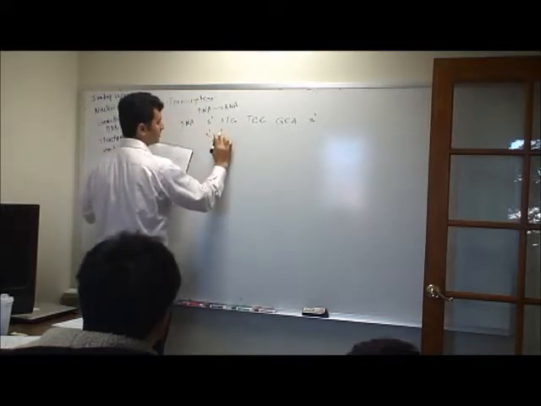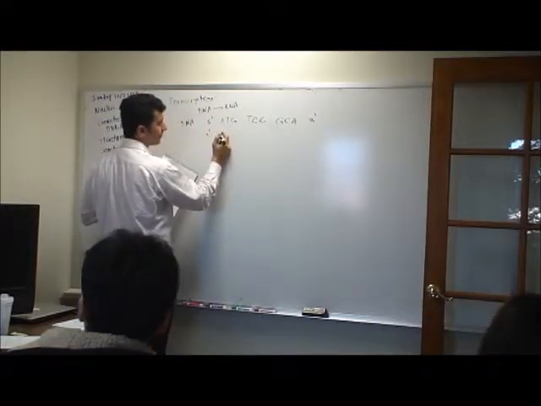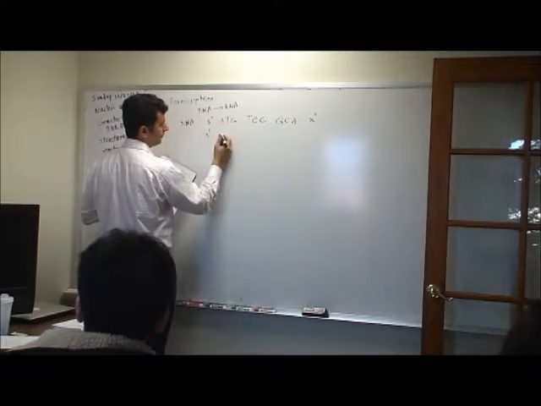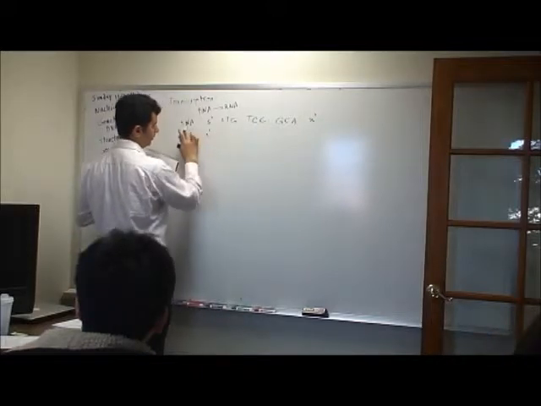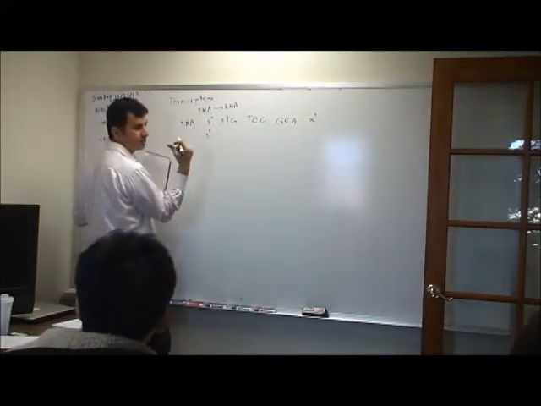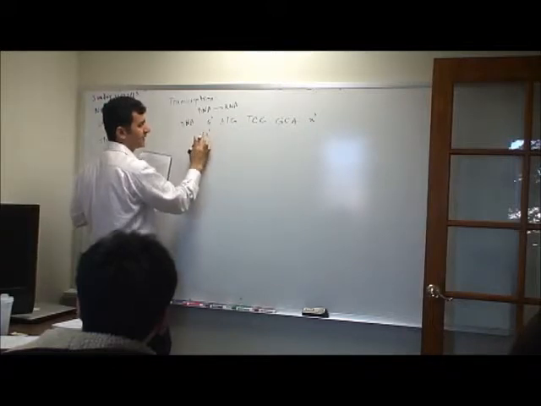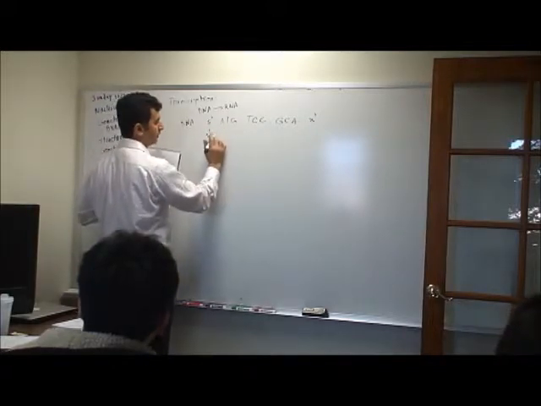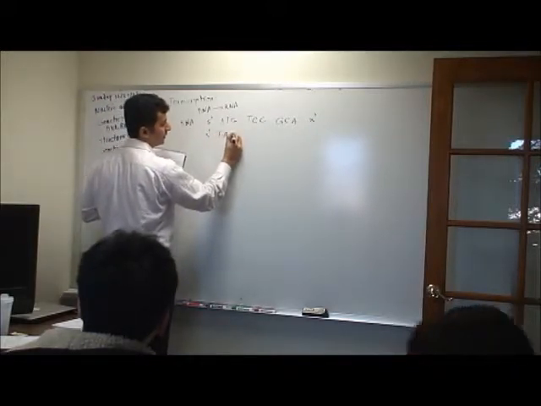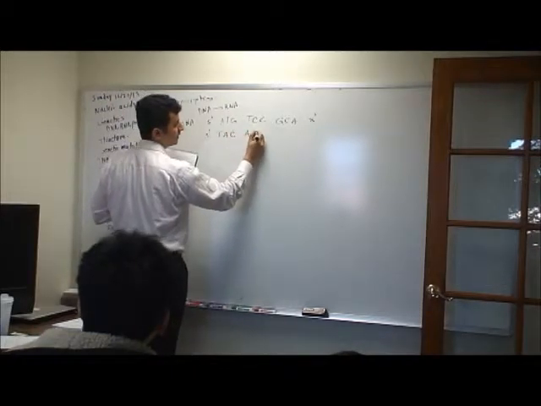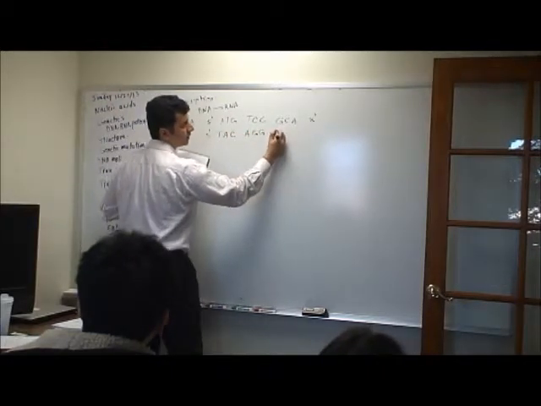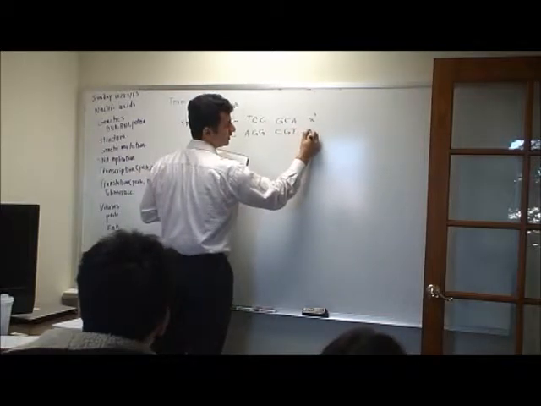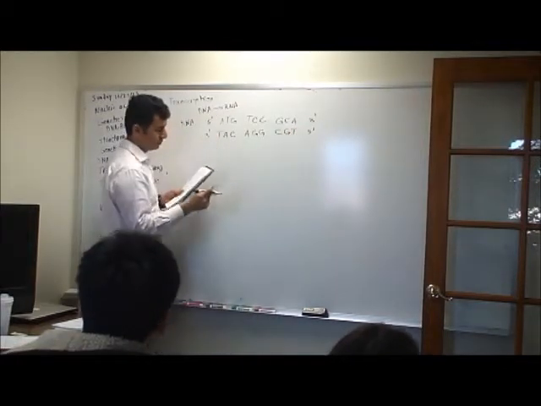Vivian, tell me what goes in here, please. A. Oh, I'm in DNA. She said U, but she thought I'm doing RNA, but this is a DNA double helix. What is the complementary? So 5 prime, 3 prime.